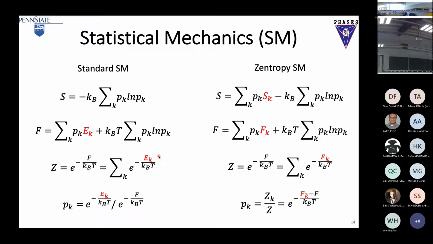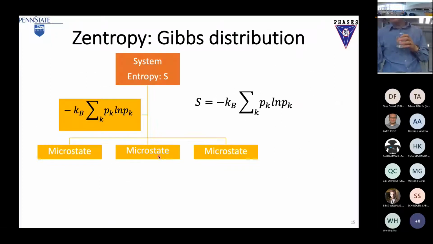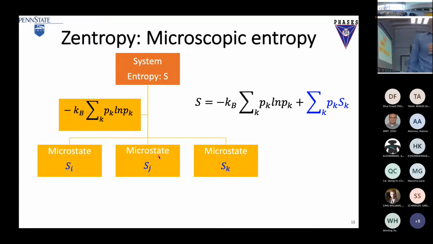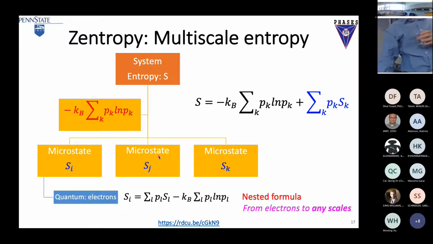That's Zentropy. But let me give you a graphical presentation of what it means. This is standard statistical mechanics. You have different microstates and a distribution of them, and you calculate entropy. However, each microstate could also have its own entropy, so you have to sum them together. That's basically the entropy concept. And then how do you get S_i, S_j? You do the quantum mechanics.